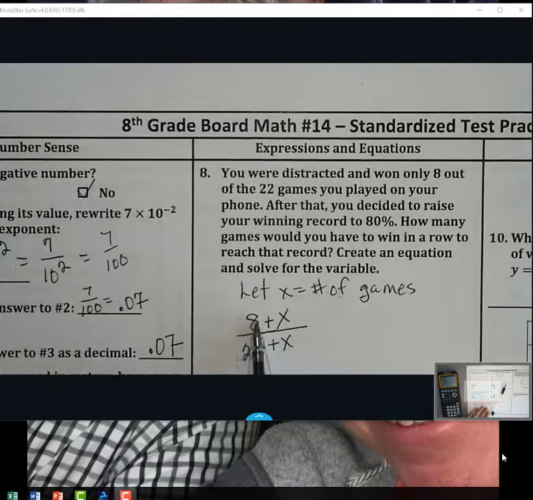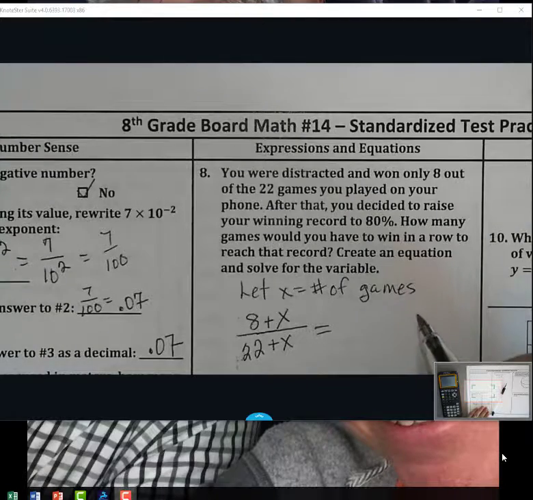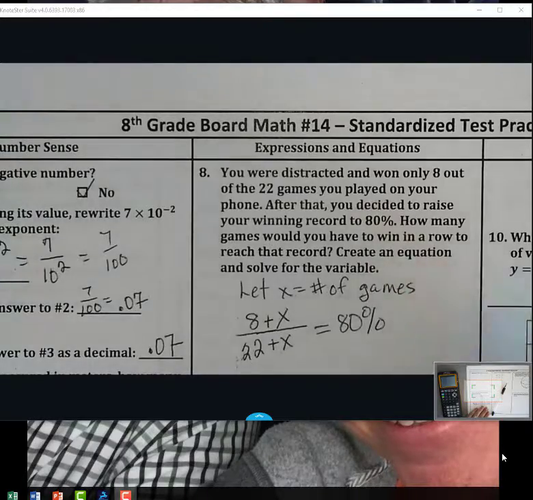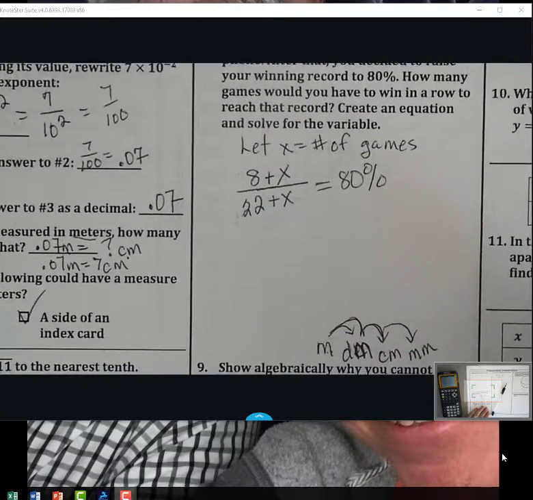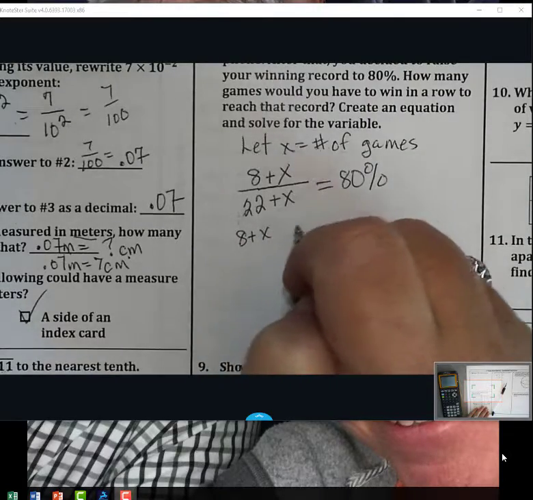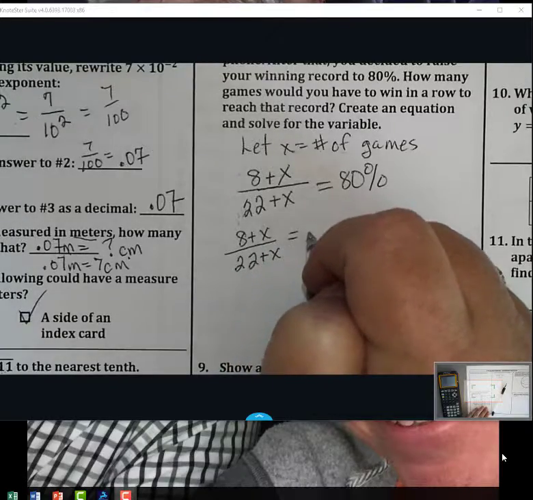So this is going to be 8 plus x over 22 plus x. X is the number of games that I need to win. And I'm assuming that I'm going to win every single game from here on out. And that needs to be equal to 80%. Well, we don't work with percentages like that. We need to make them into decimals. So 8 plus x divided by 22 plus x equals 0.8.